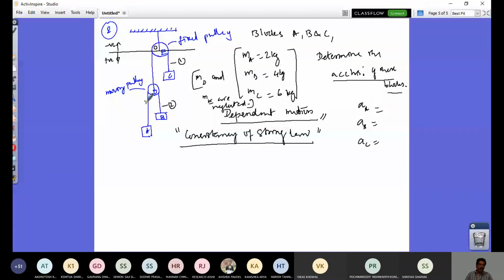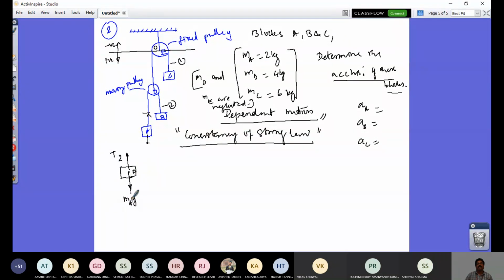So let us assume all blocks and the moving pulley move in the downward direction. If you assume like that, I will start drawing the free body diagram of each individual block to generate the necessary equations. Let me draw the free body diagram of block A. I have its mass MA and its weight, which I represent as MA times G, and here I have my string. This is string 2, so the tension in the string is T2. I just cut this and show it in this diagram.